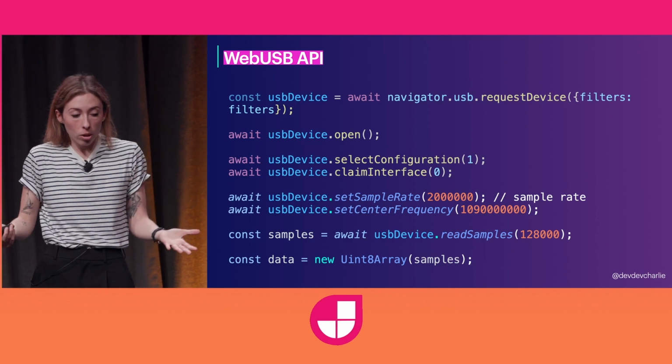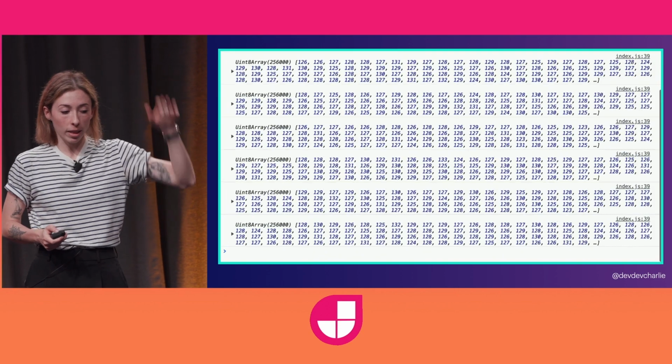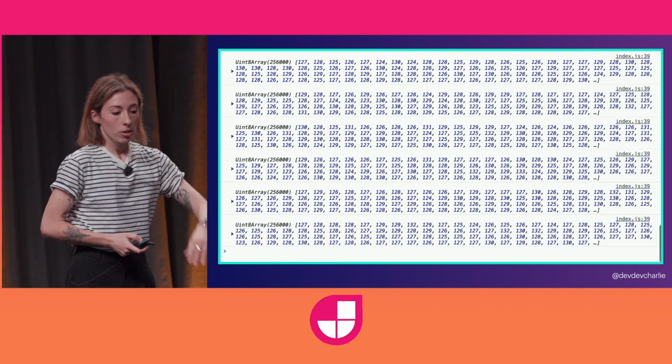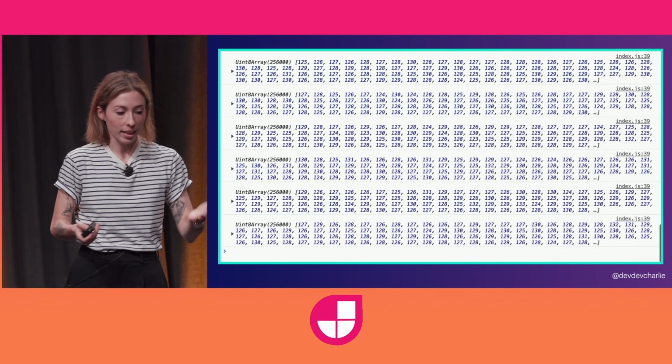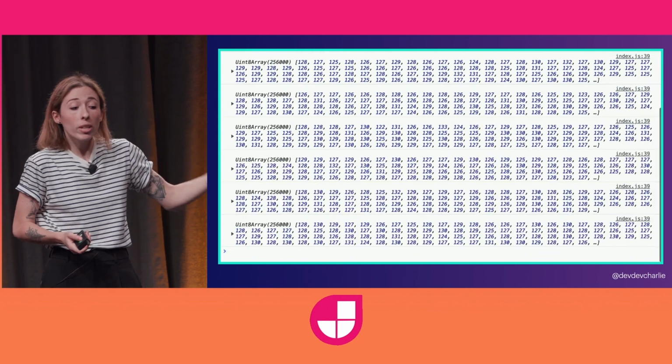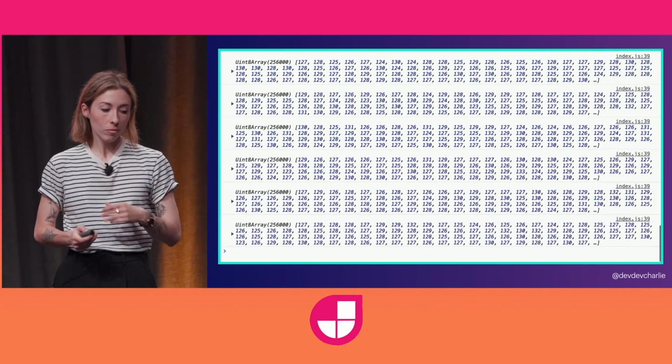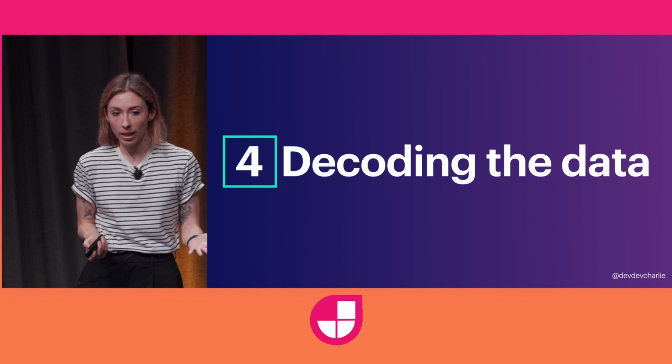So what does that actually look like? In the browser, it looks like this. You continuously get tons of arrays of numbers. So, cool, but what do I actually do with this? I can't actually extract any human readable information from this. So the next part, then, is decoding that data.